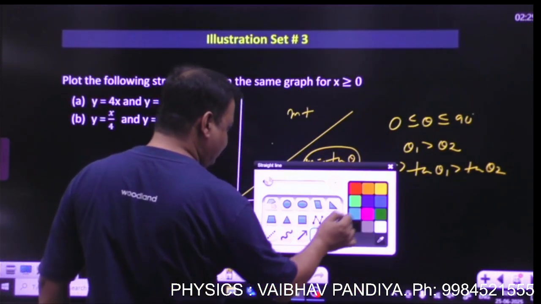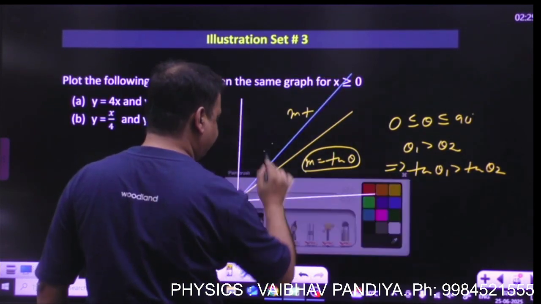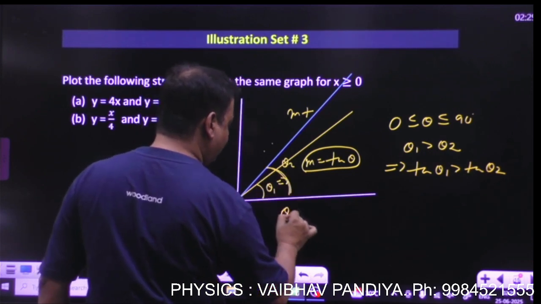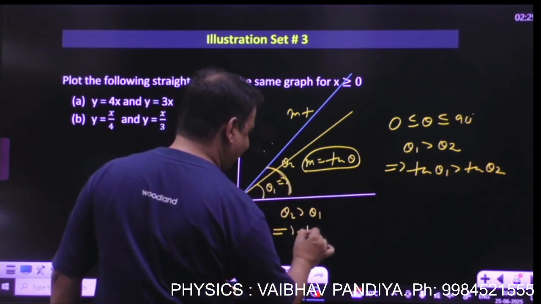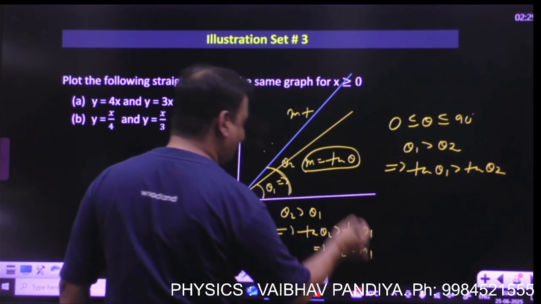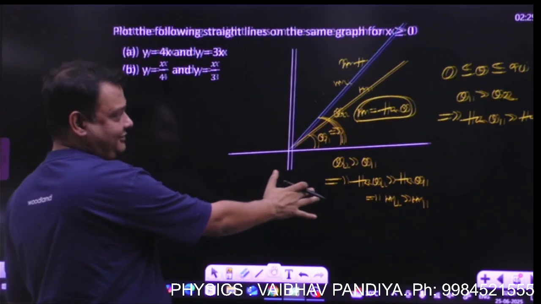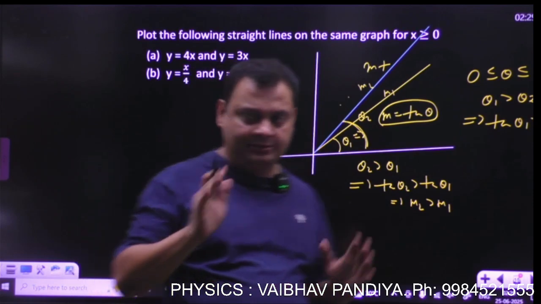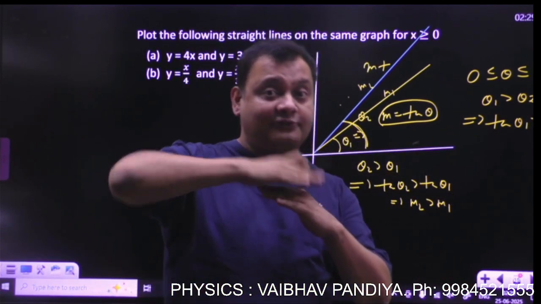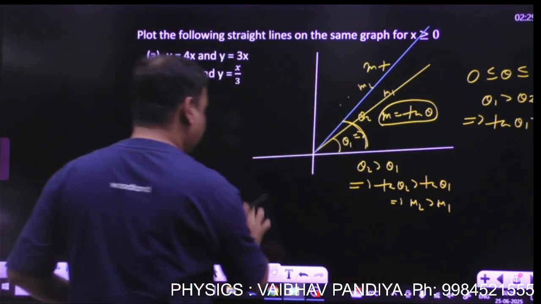So if you have two lines, and this is theta 1 and this is theta 2, surely you can see theta 2 is greater than theta 1. So tan of theta 2 will be greater than tan of theta 1. That is, slope of 2 will be greater than slope of 1. Okay. So if you have two lines on the same graph, then the graph which has the greater value of slope will be inclined more upwards.